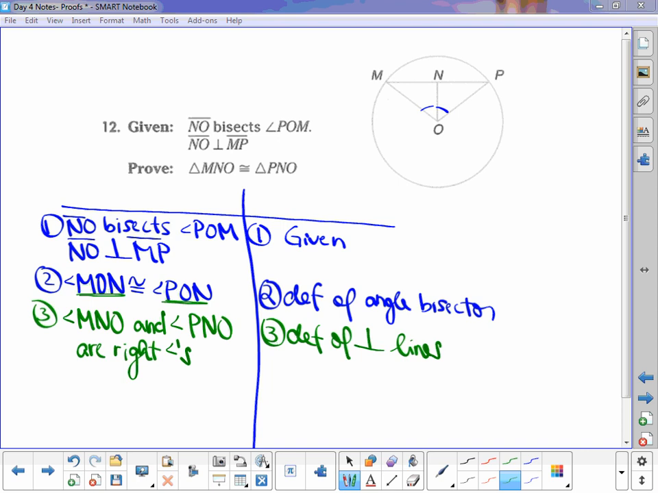Now here's the other piece that I'm curious to see if we got. MN is perpendicular to NP. Definition of perpendicular lines simply tells me that perpendicular lines are two lines that intersect at right angles. So the fact that they're perpendicular allows me to state that angle MNO and PNO are right angles, okay? Raise your hand if you had step 3 somewhere within your proof. Good, okay, so that's a necessary part here. Questions so far?